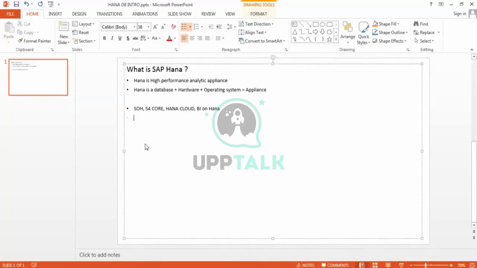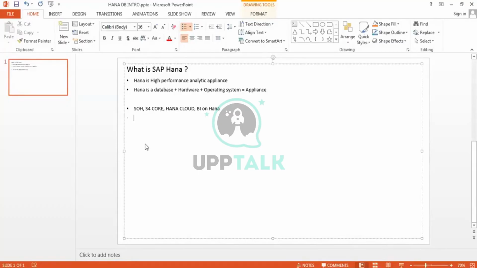Is it Suite on HANA? It is Suite on HANA. It is a business suite, basically. Understood. And S4 core is nothing but your next generation business suite. As I've explained, that replaces ECC or ERP. So what SAP is doing with S4 core is that it doesn't involve any separate database license. S4 core will also have SAP HANA as its database. It will not have a special license.